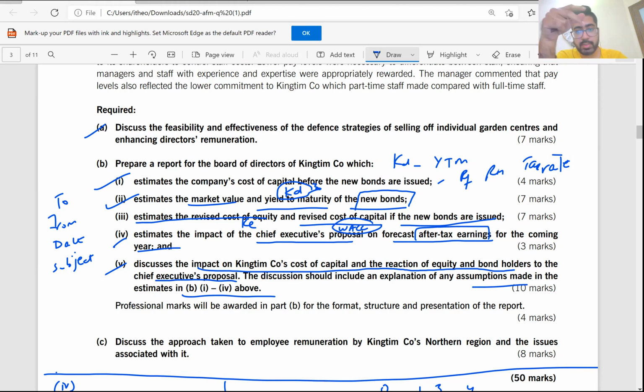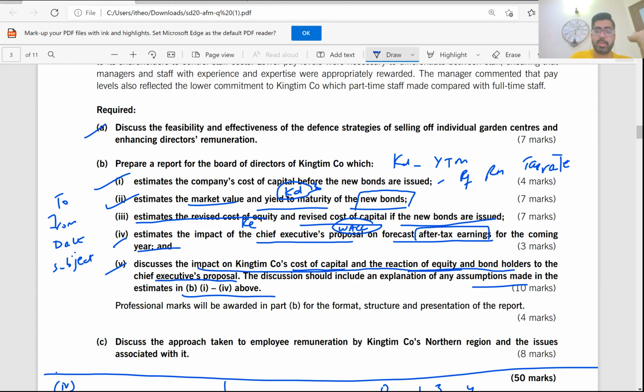Okay, so all these assumptions need to be written, but we also have to discuss the impact on cost of capital and reaction of equity holders and bondholders to the CEO's proposal. This is a general discussion. For example, it's 10 marks and you write 4 or 5 assumptions. You get 2 to 3 marks from that. See the assumptions: RF remains constant, market return remains constant, beta equity remains constant, tax rate remains constant, KD is found through IRR approach. It's 4 or 5 assumptions, you gain 2 to 3 marks.